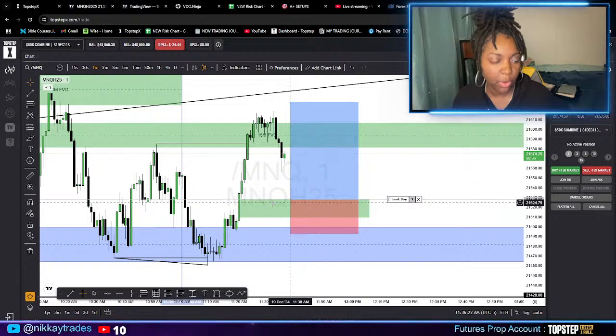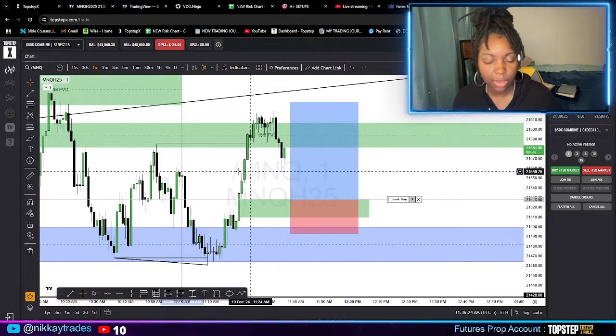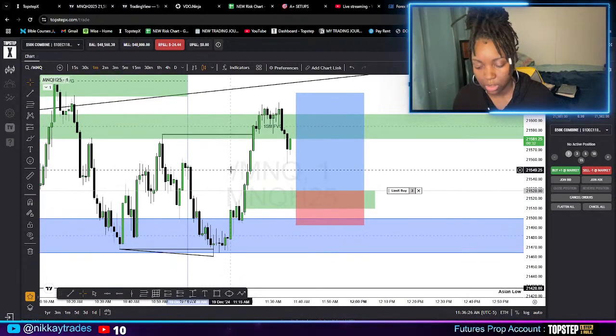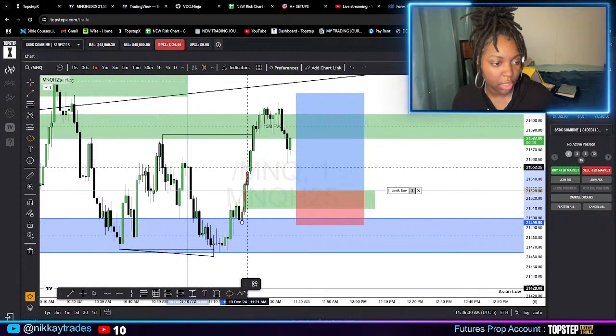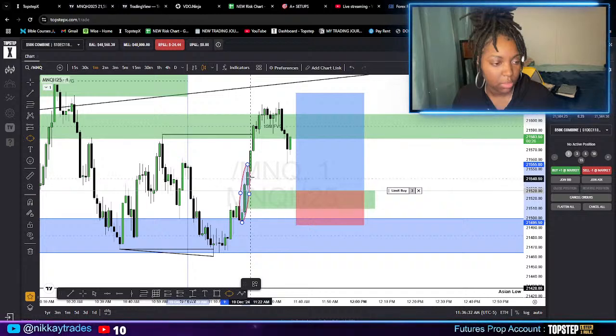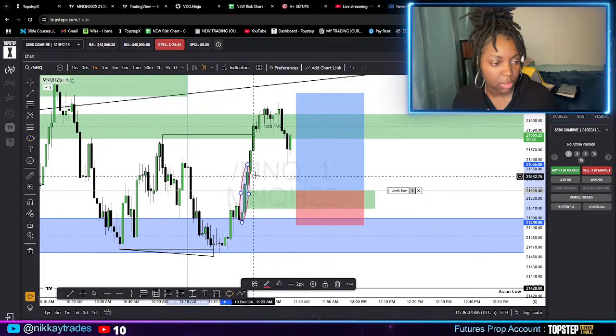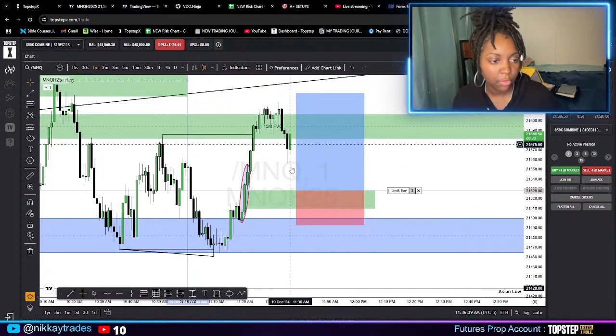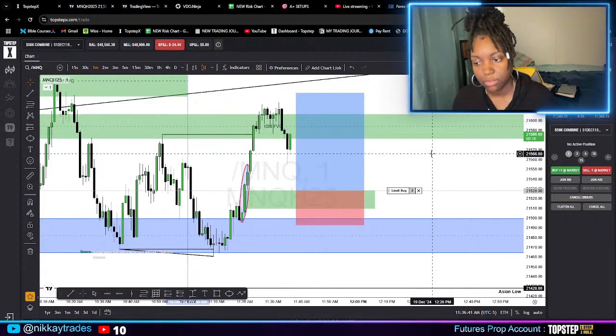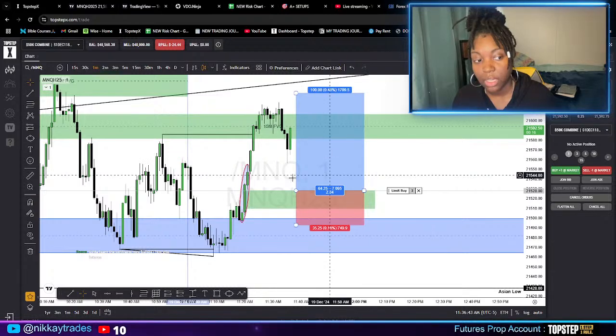But yeah, so I'm basically waiting for it to come down here and tap into this fair value gap that I just explained. Basically, this 3 candle formation right here. See how it formed? I put my gap right here, waiting for price to trade into this.